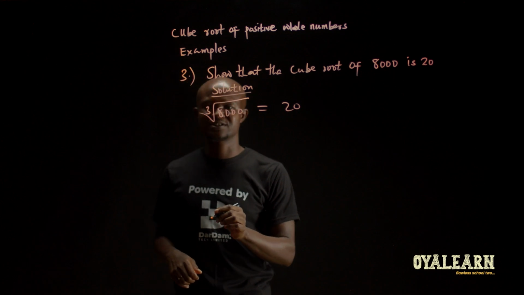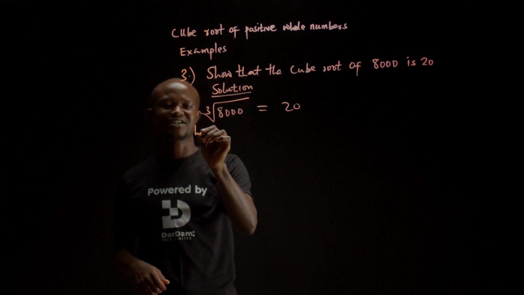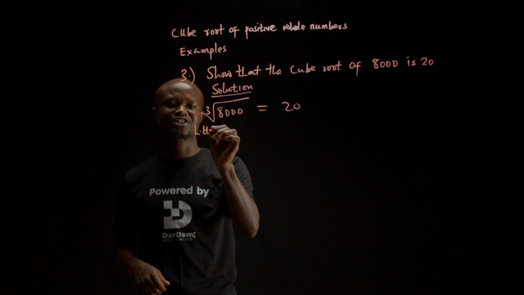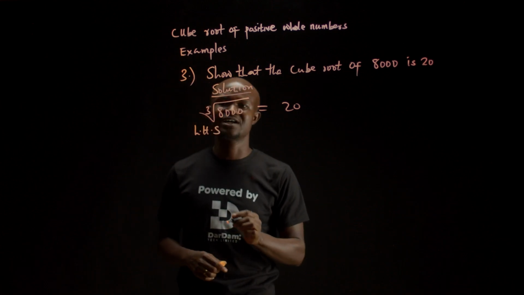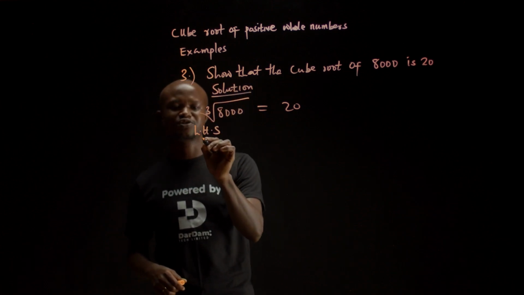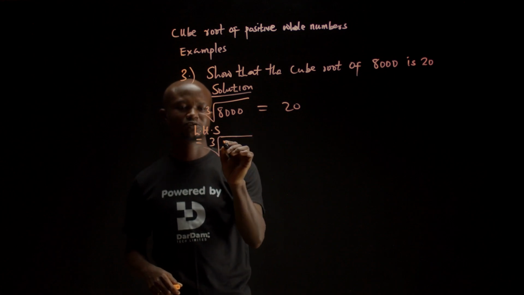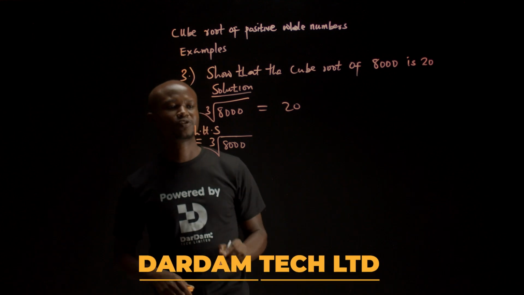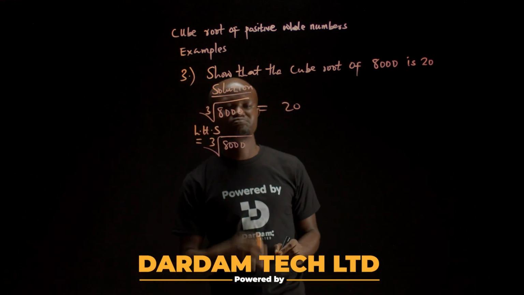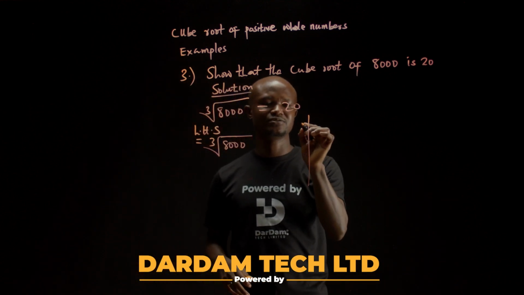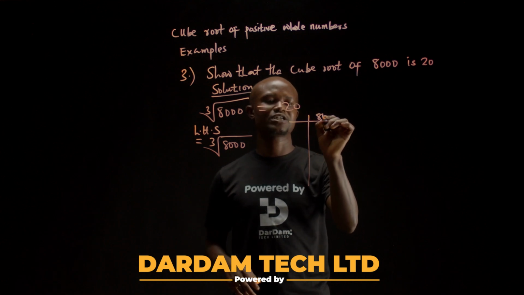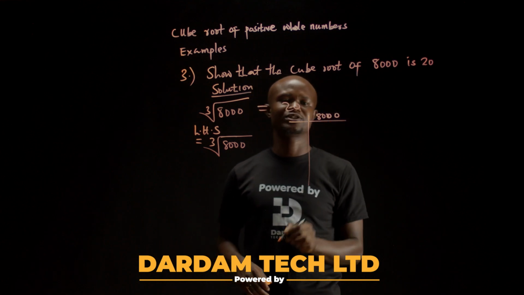So from the left, we write LHS, which means left hand side. That's the cube root of 8,000. Now we are going to break 8,000. We have 8,000. Let's break this.